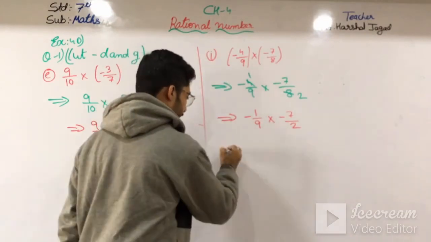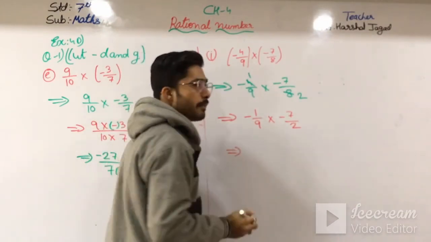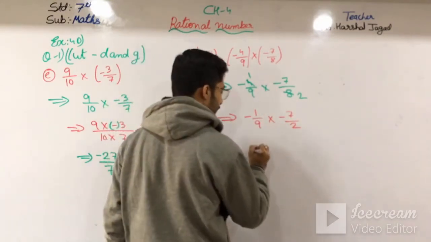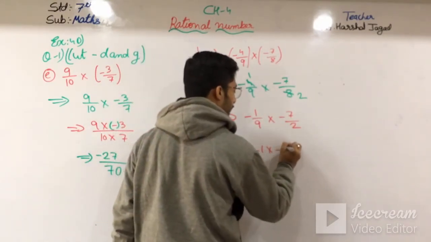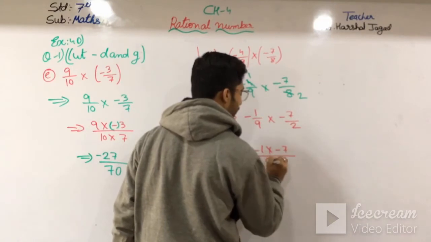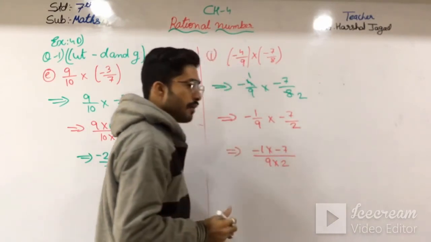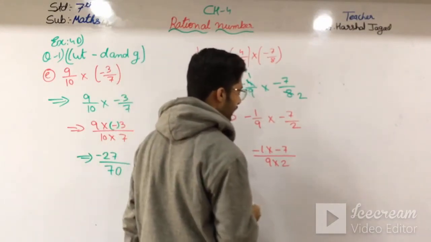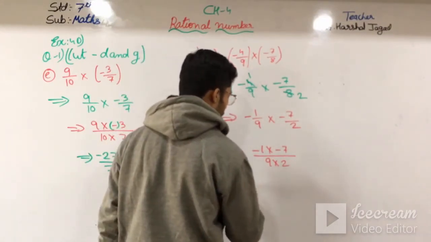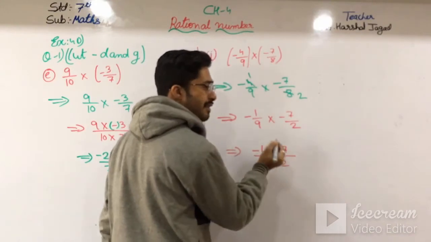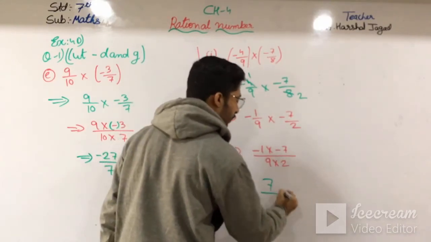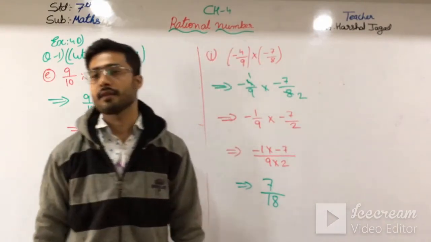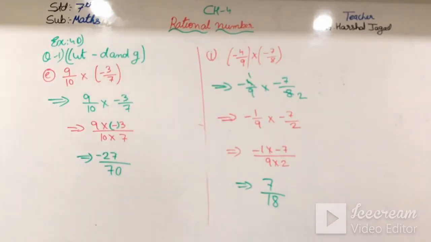Now we know that we have to multiply A into C and B into D. That is minus 1 into minus 7 upon 9 into 2. So we will get minus minus plus. So 7 upon 9 into 2, that is 18, is our answer. Please note down this students.